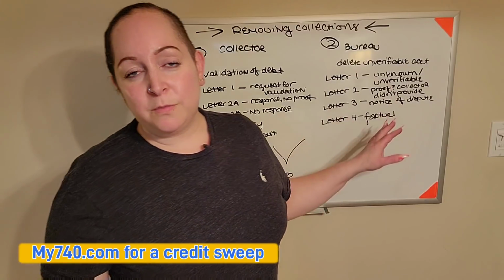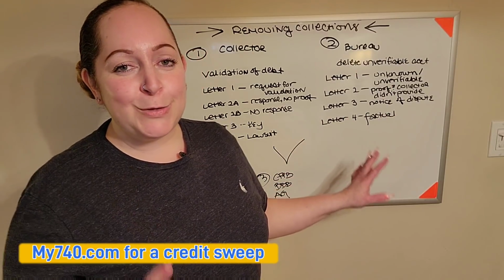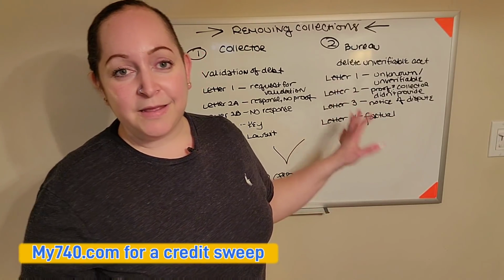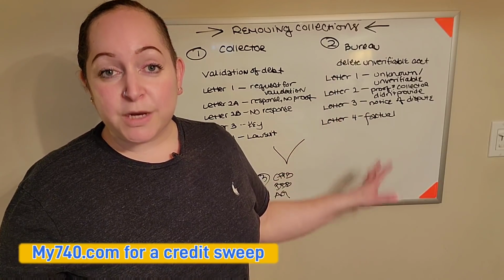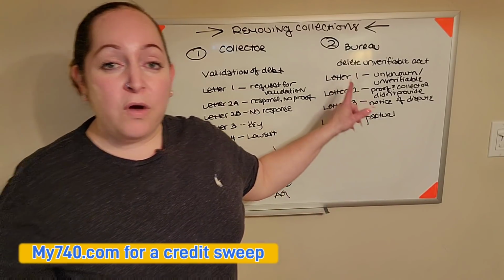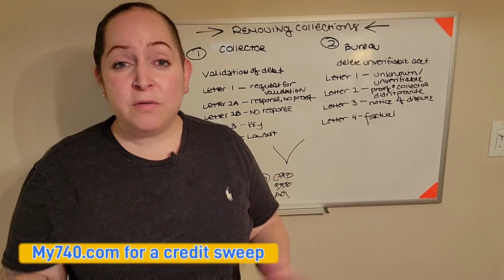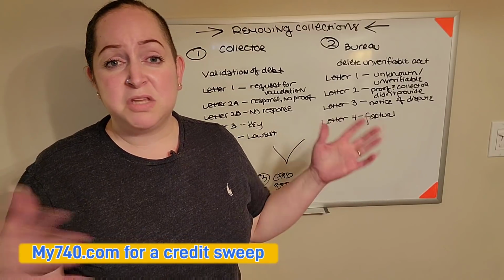Now, here's the deal. You're also disputing with the bureaus, but there's a huge difference. You're not sending out a template. You're not sending in a validation of debt request. What you're doing is on letter 1, you're actually going to say, hey, this is unknown. You're unable to verify it. You just need to remove it.